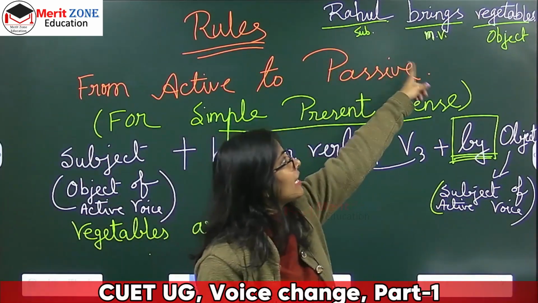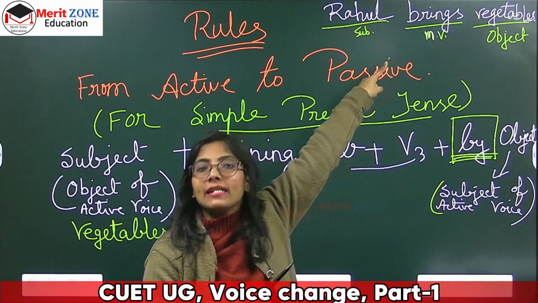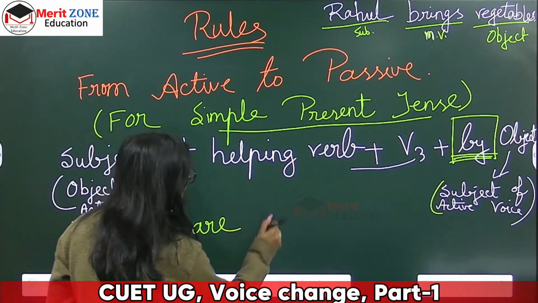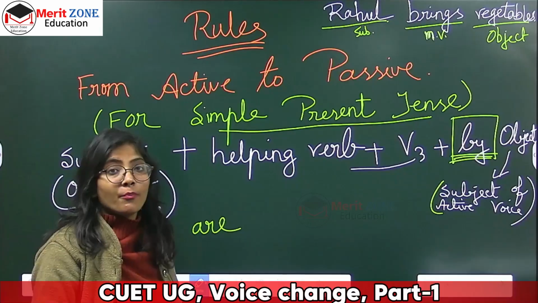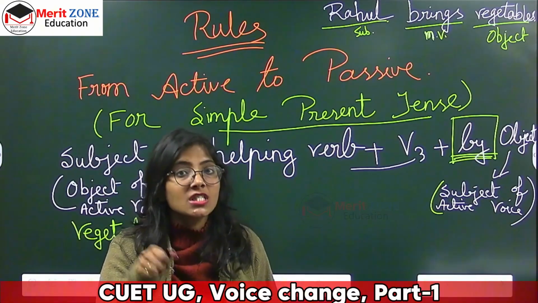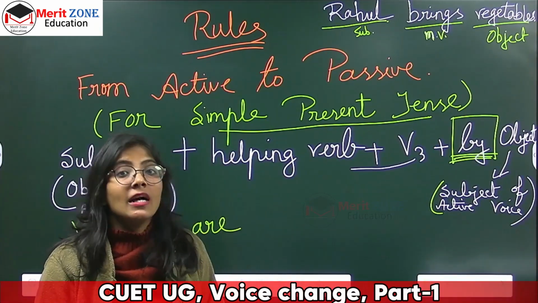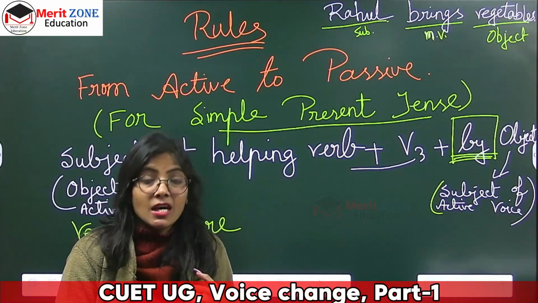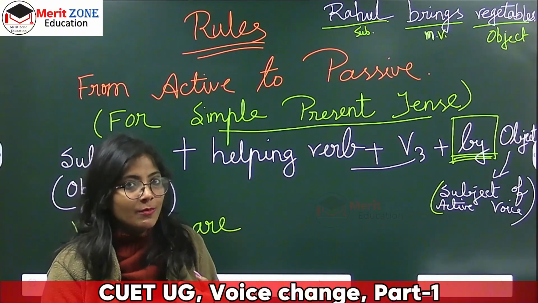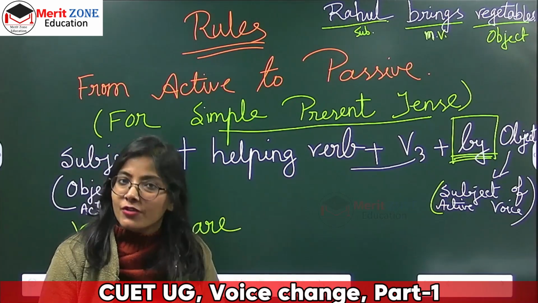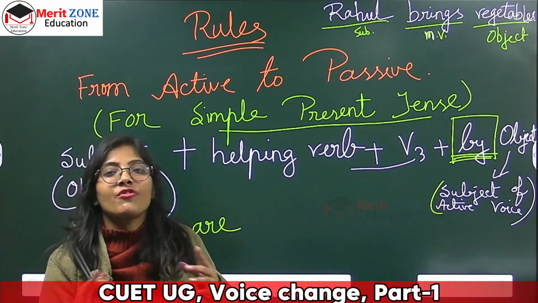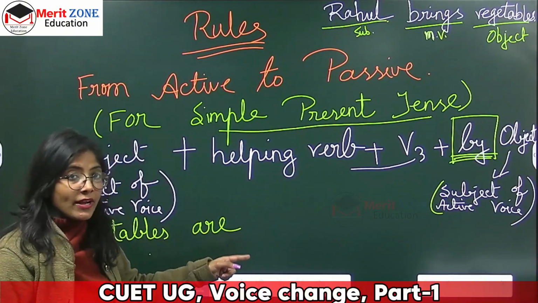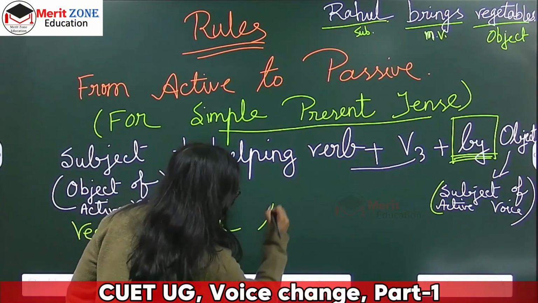So where is the main verb here? As you can see, brings. Bring is the main verb. So vegetables are, and it becomes the third form. The third form of bring is bring, brought, brought. So here you have to remember that when you are doing voice change, you not only have to think about tense, but you also have to learn about verbs, the three different forms of verbs. Otherwise, we cannot change from active to passive. It will become pretty difficult. So, fine. So vegetables are brought.